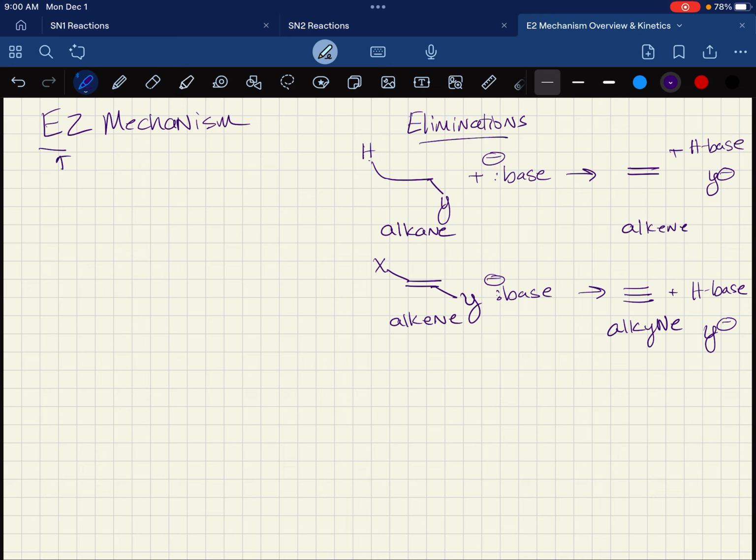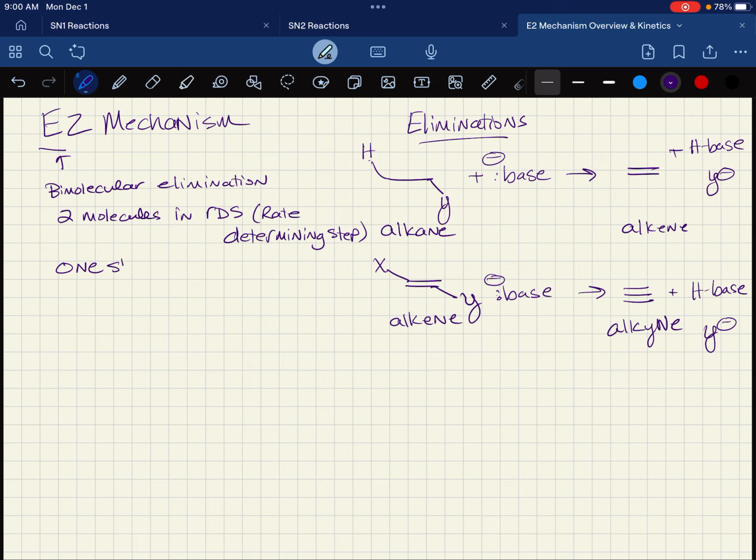The E2 specifically is bimolecular elimination. And what this means is that there are two molecules involved in the rate determining step, RDS, rate determining step. For E2, that means that there's just going to be one step in the mechanism. It's going to be a concerted mechanism.